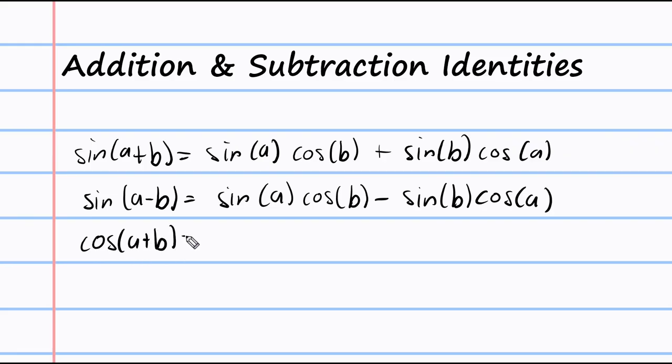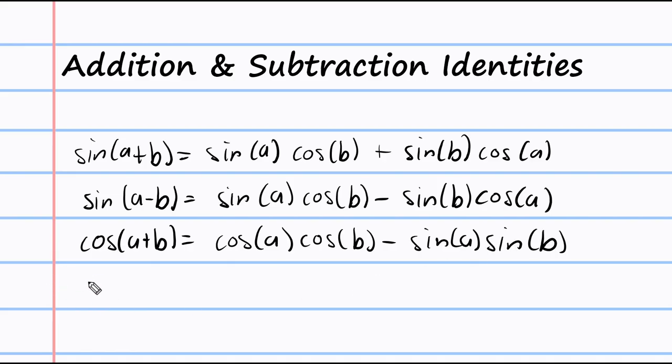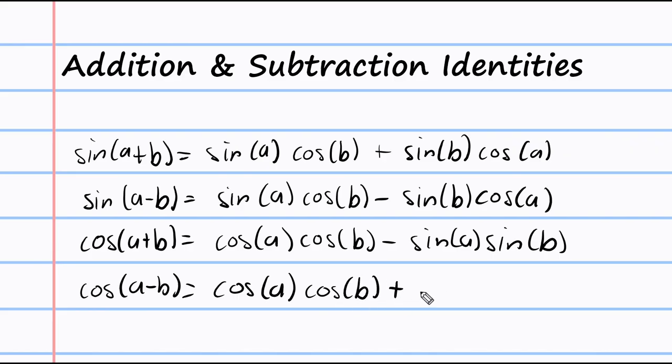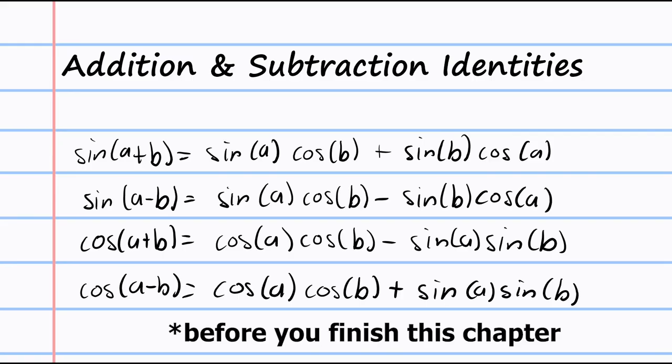Cosine of A plus B is equal to cosine of A times cosine of B minus sine of A times sine of B. And cosine of A minus B is equal to cosine A times cosine B plus sine of A times sine of B. So these are all the addition and subtraction identities that you have to learn before you take calculus.